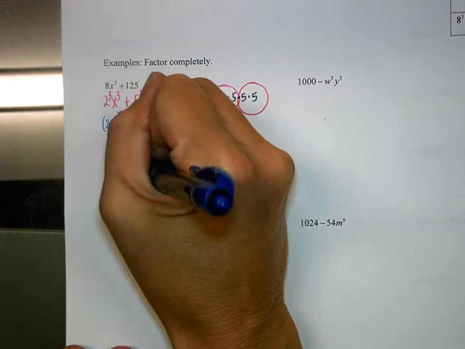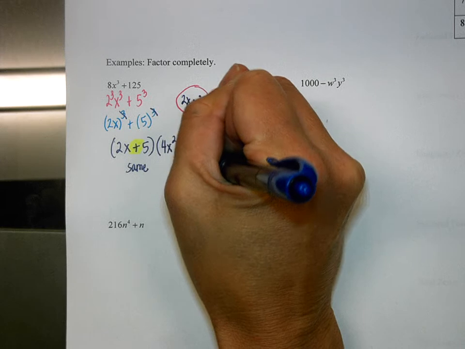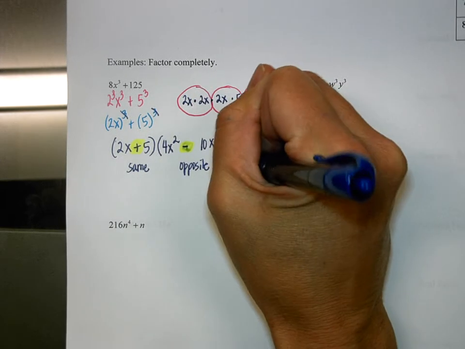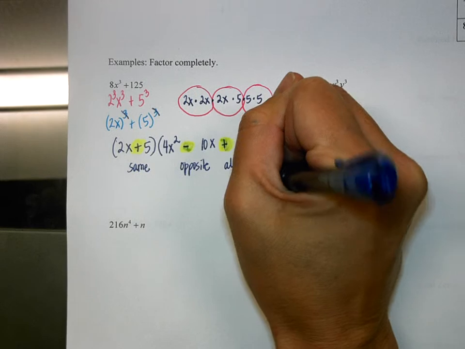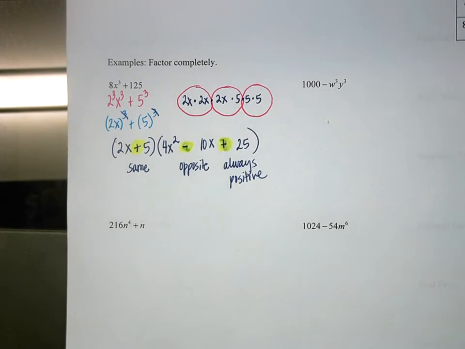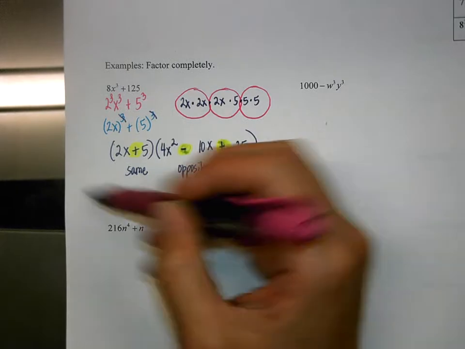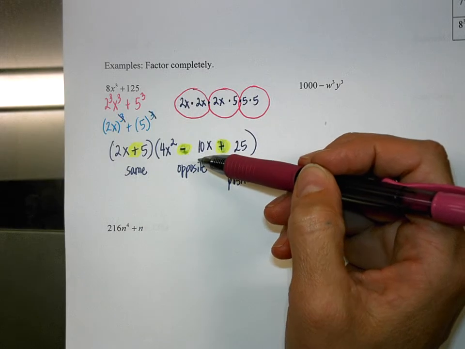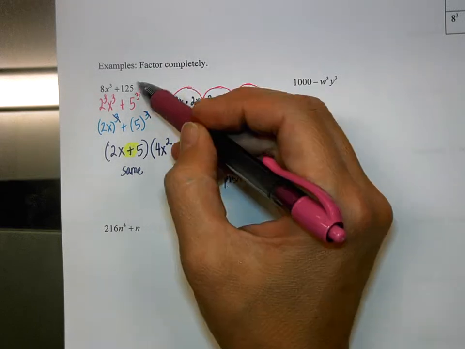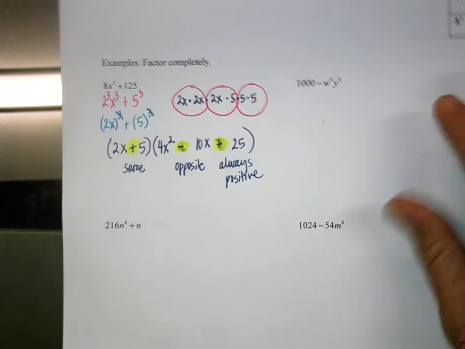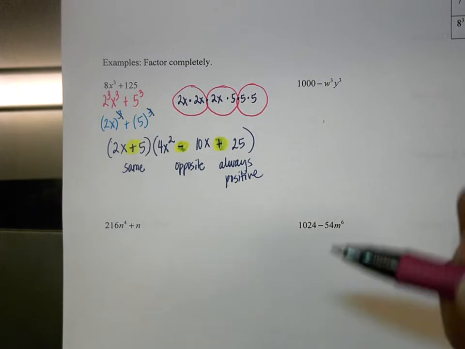Same from our original problem, opposite from our original problem, and always positive. Now, if you wanted to, we could go back and distribute and multiply this whole thing out, or you could use your area model, and when you do, you will end up back at that original problem. For time's sake, right now, we're not going to do it, but if you wanted to, you could.